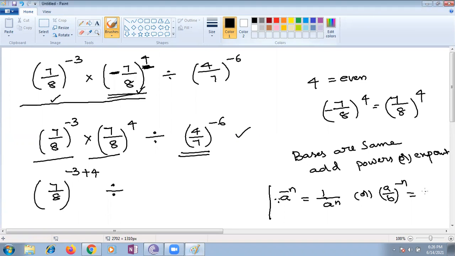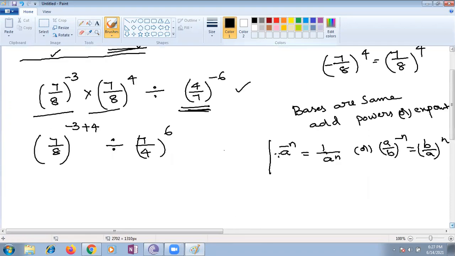Yes, since from this law I can write it as (b by a) whole power n. So this can be written as 7 by 4 whole power 6. Next, coming to the next step, children, step by step, each and everything we are varying.